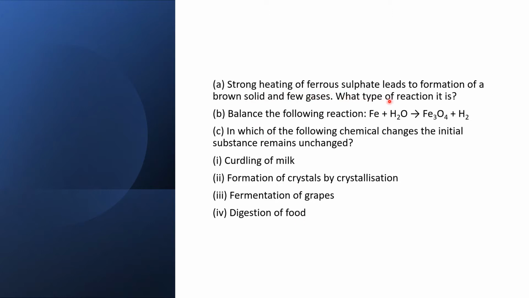Strong heating of ferrous sulfate leads to the formation of a brown solid and a few gases. What type of reaction is it? You are going to heat the ferrous sulfate and it leads to the formation of a brown solid and a few gases. You are taking a single substance, ferrous sulfate, and the end products are a brown solid and a few gases. So what type of reaction is this? Whether it is a combination, decomposition, displacement, double displacement, endothermic, or exothermic reaction.